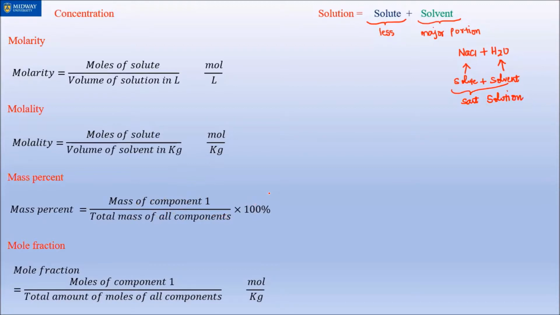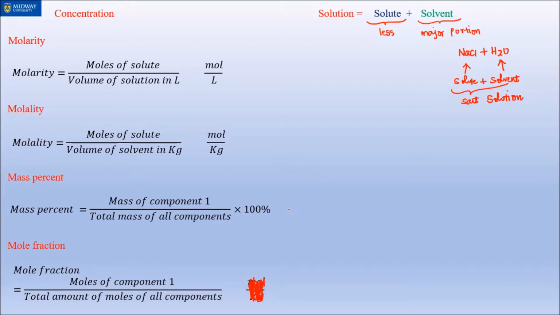If you have 10 different things, calculate the moles for each one and add all the moles. That's the total number of moles, and the moles of each component divided by the total moles will give you the mole fraction. This should not be moles over kilogram, that's from copy and paste. Mole fraction actually does not have a unit. It's unitless. Okay? So that's mole fraction.